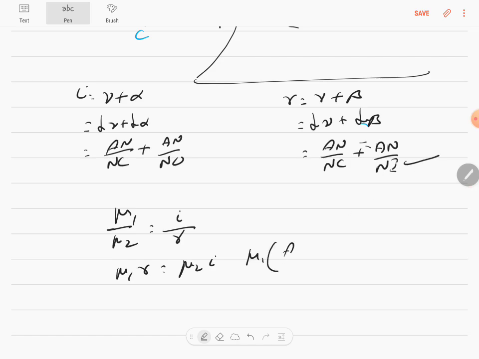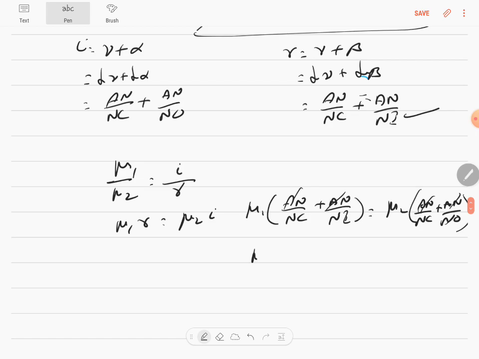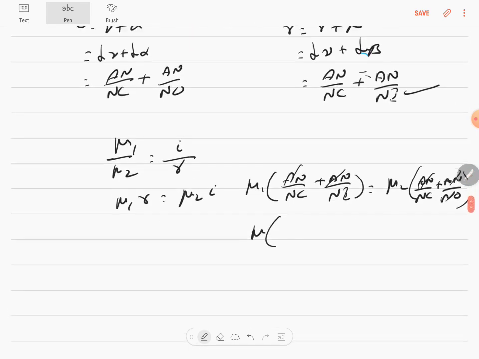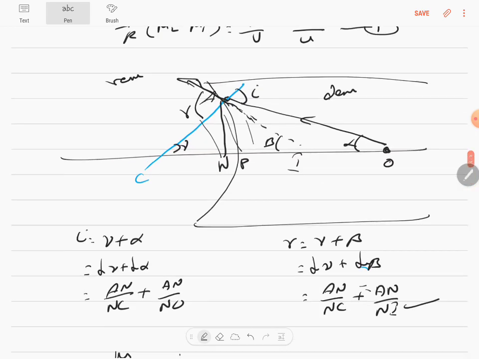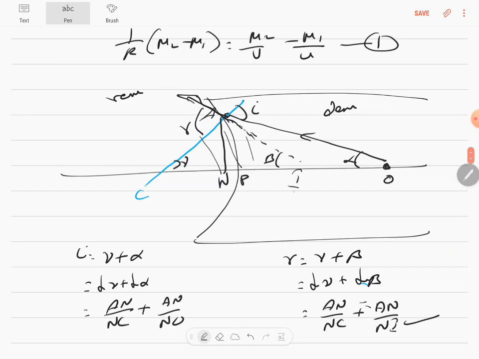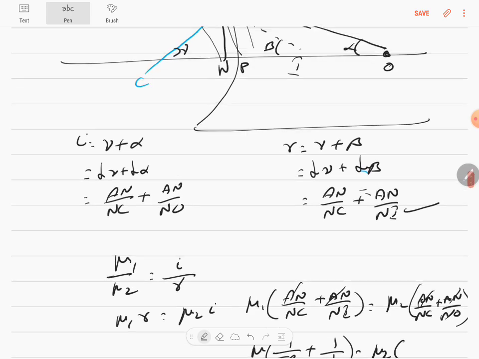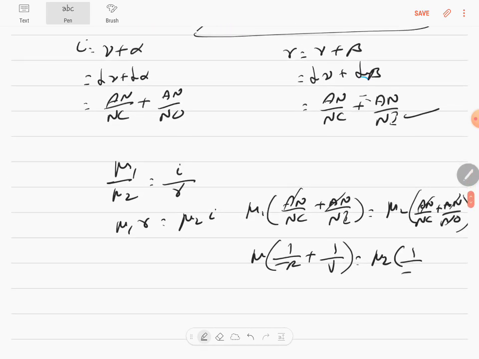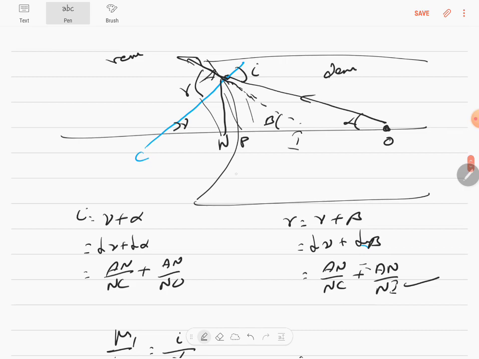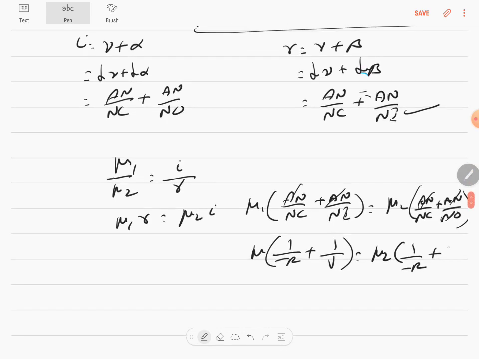Which is mu 1 into what is R? From here it's AN by NC plus AN by NI is equal to mu 2 into I, which is AN by NC plus AN by NO. AN throughout gets cancelled. Using sign convention, what is NC? Radius of curvature, which is minus 1 by R, plus what is NI? NI is the image distance which is on the right side, which is 1 by V, is equal to mu 2 into what is 1 by NC, radius of curvature, which is left, so minus 1 by R, plus 1 by NO is the object distance which is right, so 1 by U.